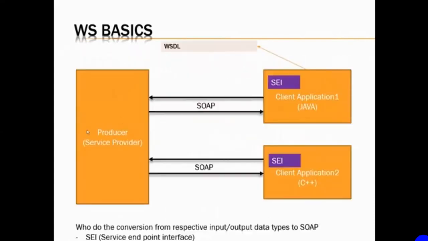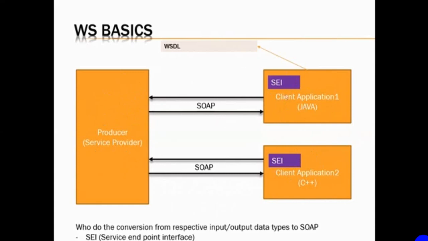We have a producer who is a service provider, and a couple of client applications. Client application one is written in Java, and another application is written in C++. I am trying to contact the producer and consume the methods exposed by the producer to the outside world. Client application one is consuming the methods, and client application two is also consuming the methods. Now, let us think that.